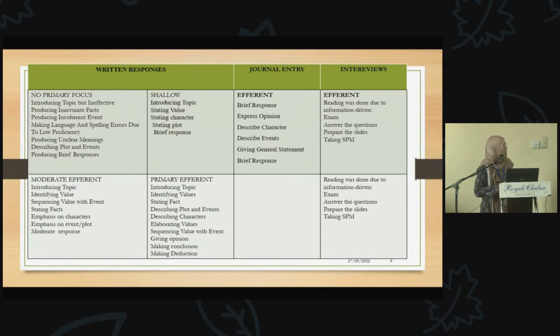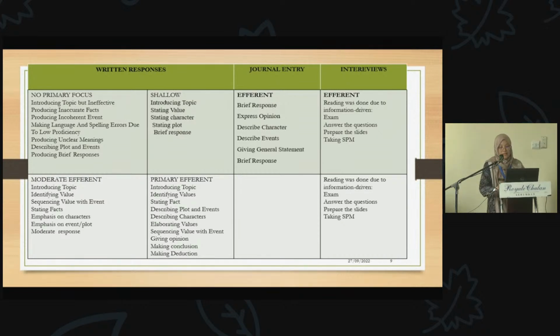In primary efferent, they can extract the information from the story, so they're able to introduce the topic, identify values, state facts, and describe plots and events at length. They describe characters, talk about characters, elaborate plots, elaborate values, and they can actually give opinions. So this actually matches what the literature component aims for, what it requires the students to do. So in this primary efferent, we can see that the students are able to give their opinion, make conclusions, and also make deductions.